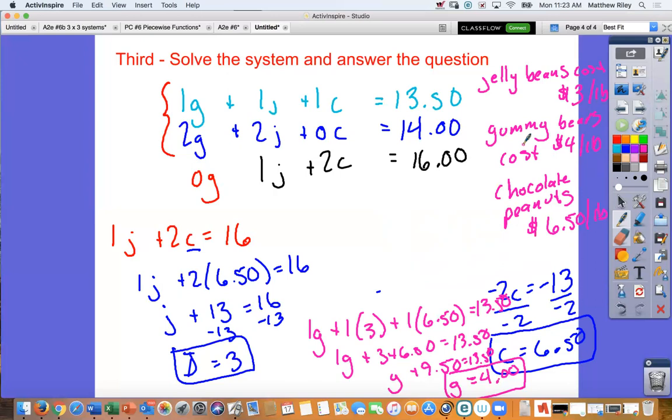So the math is exactly the same. You just have to set up your equation. That's it. Tonight on your homework, you just have a couple story problems, and that's it.